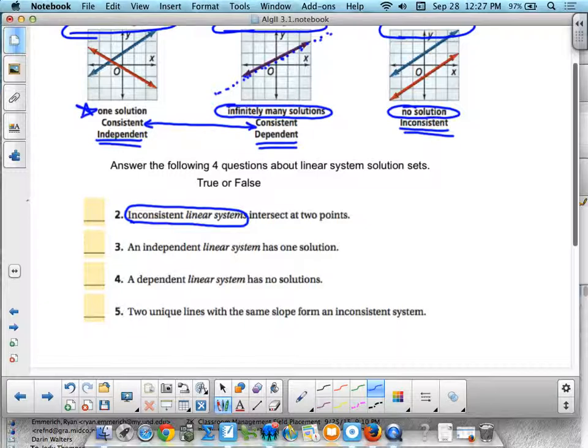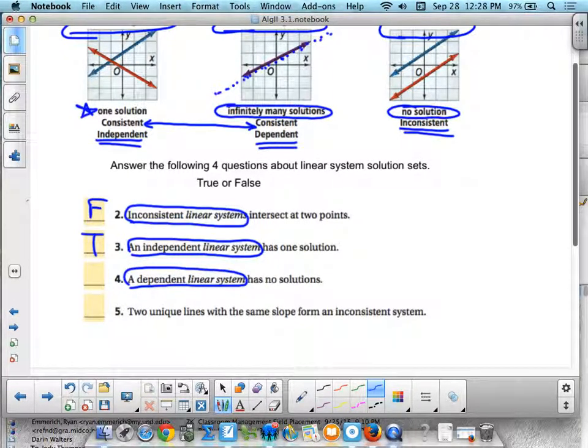Inconsistent linear system. Inconsistent, that's this one right here. Okay? Intersect at 2 points. False. An independent linear system, that would be this one right here. Has one solution. Yeah. True. A dependent linear system, that'd be this one right here. Okay? Has no solutions. False. It's got billions and billions of solutions.